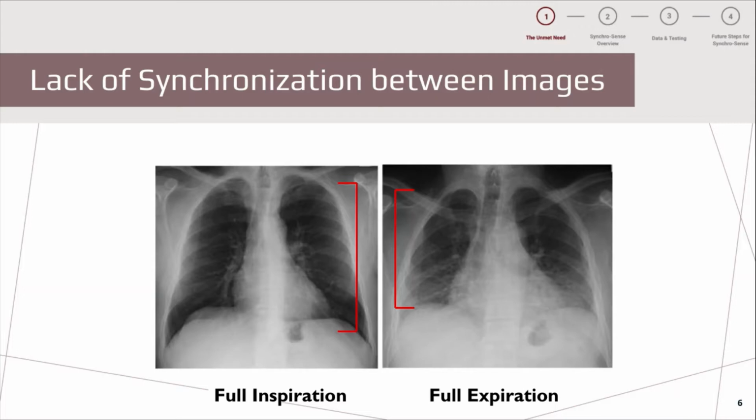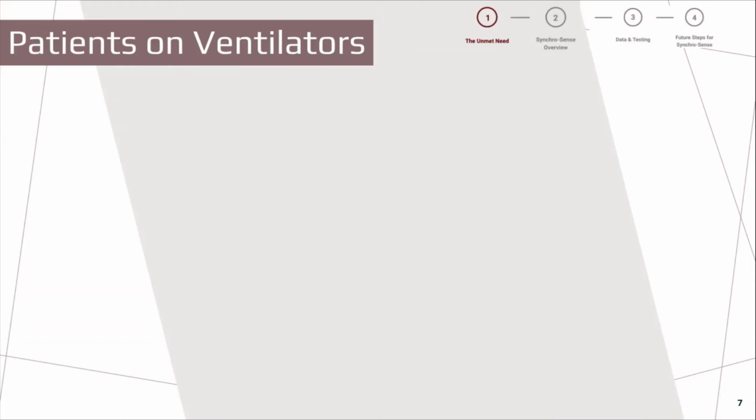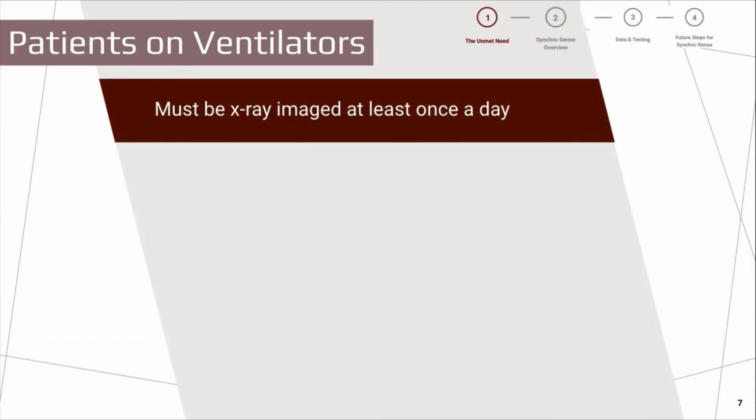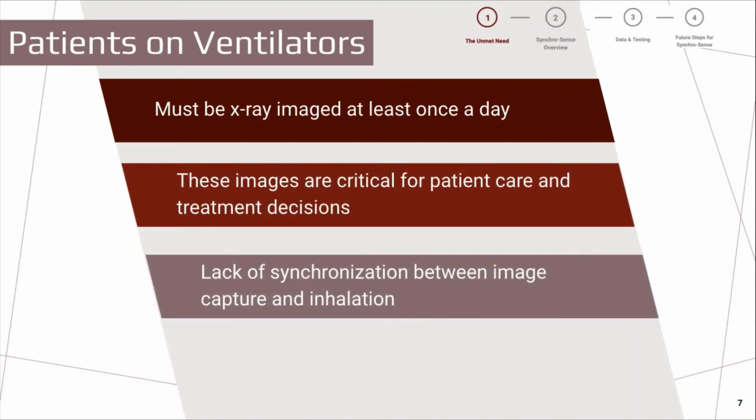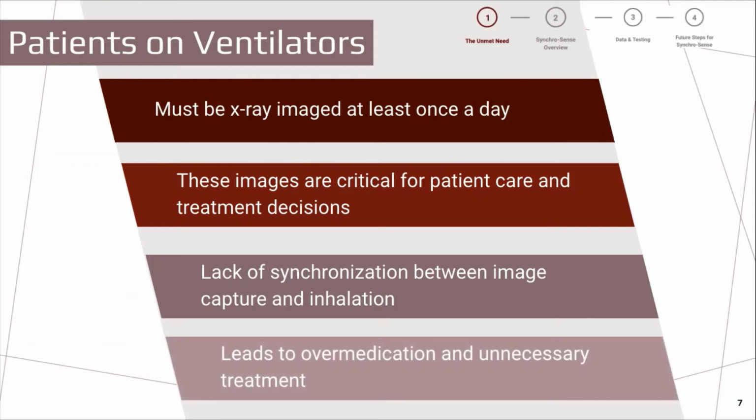According to the NIH, lung volumes can vary up to 15% over the course of the breath. This demonstrates the critical need to get images at the same time in the breathing cycle so patient decisions can be made on using the most accurate info. Patients on ventilators must be x-ray imaged at least once a day, and these images are critical for patient care and treatment decisions. But lack of synchronization between image capture and inhalation leads to over-medication and unnecessary treatment.